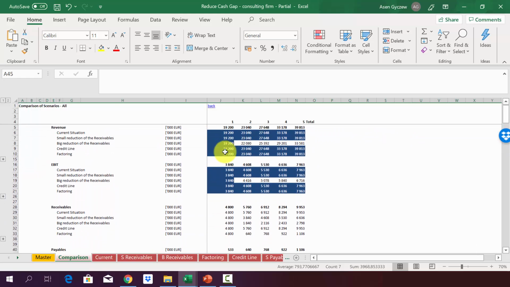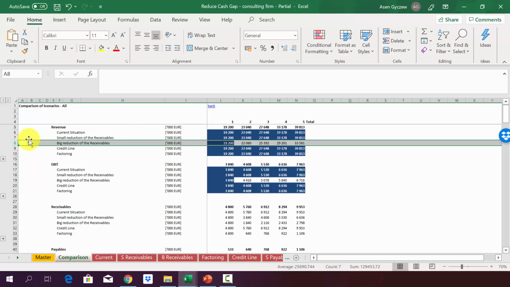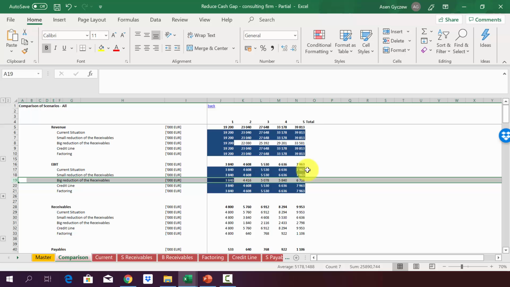So what you will notice is that the revenues are roughly the same for each and every scenario, only for big reduction of receivables, where we assume a smaller growth rate. So from 20, we go down to 50, we have smaller revenues. This will be the same also for the EBIT. So since we have a smaller revenue, we'll also have a smaller EBIT for big reduction of the receivables.